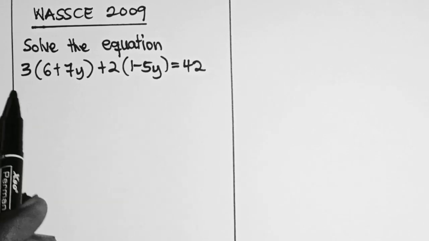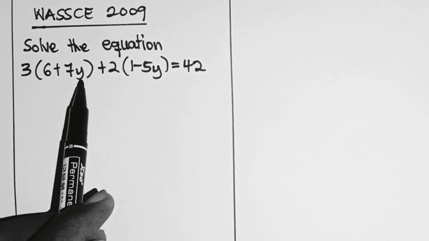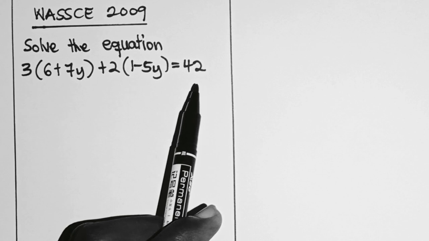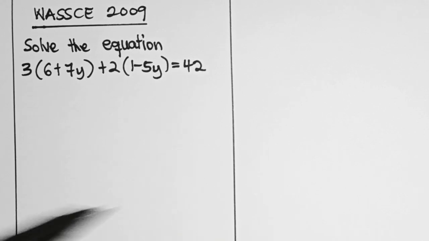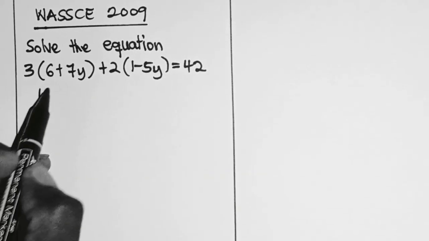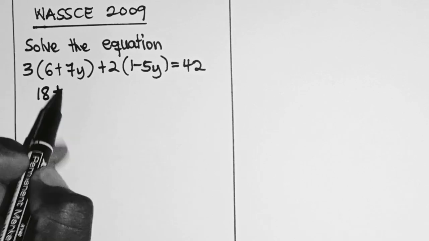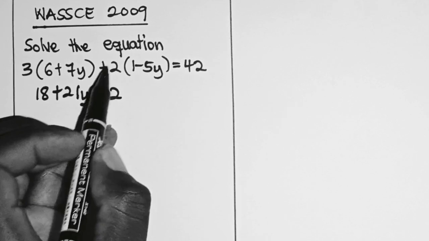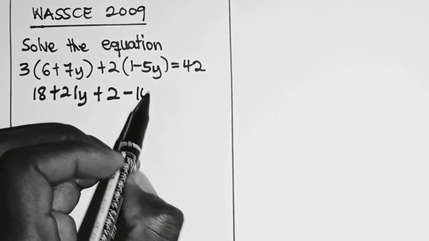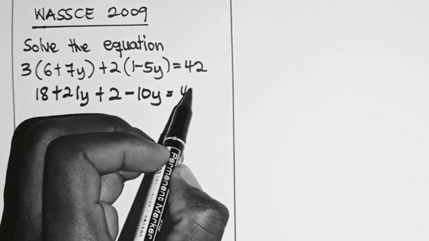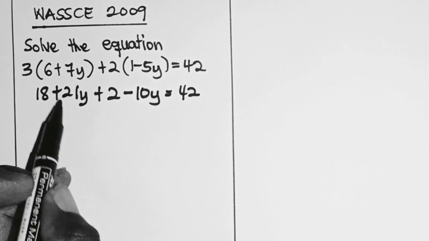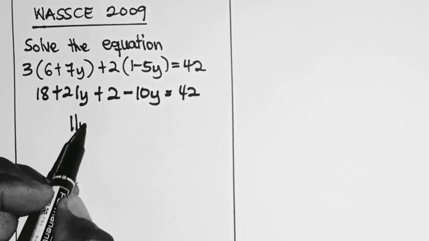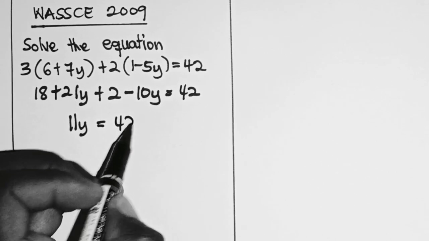Solve the equation. 3 times into bracket 6 plus 7y plus 2 times into bracket 1 minus 5y equals 42. So let's first expand the bracket. 3 times 6 is 18 plus 3 times 7 is 21y. And 2 times 1 is 2. And 2 times minus 5 is minus 10y equals 42. So 21y minus 10y will give us 11y equals 42.